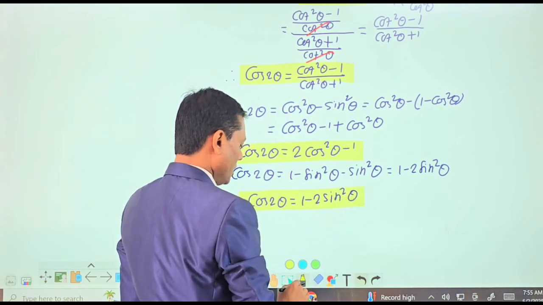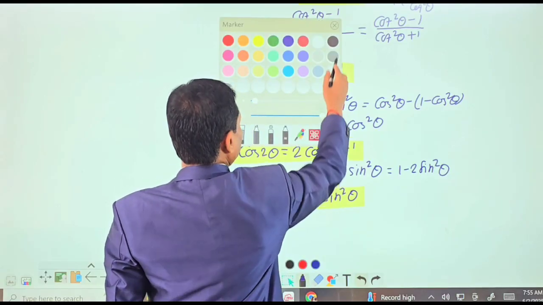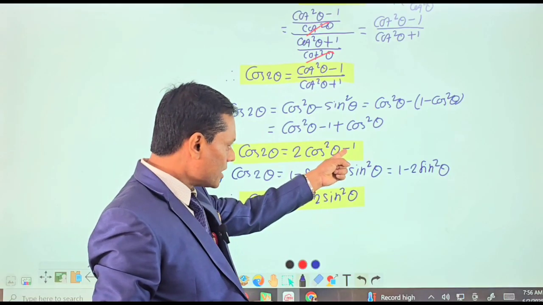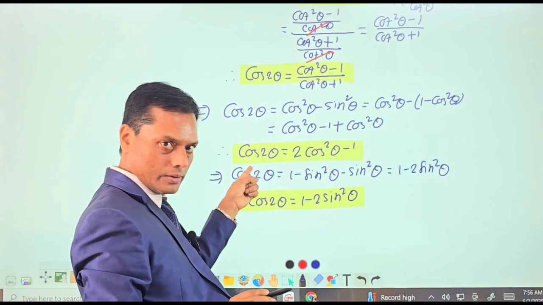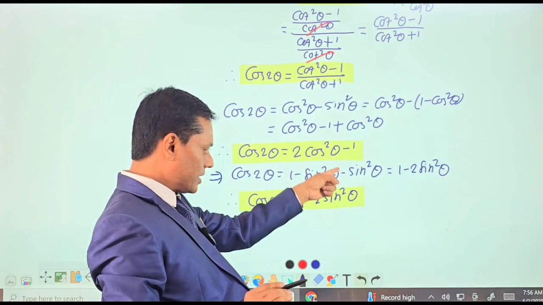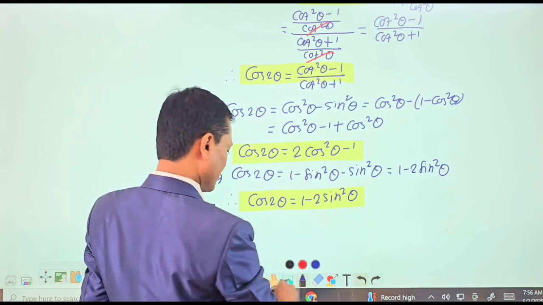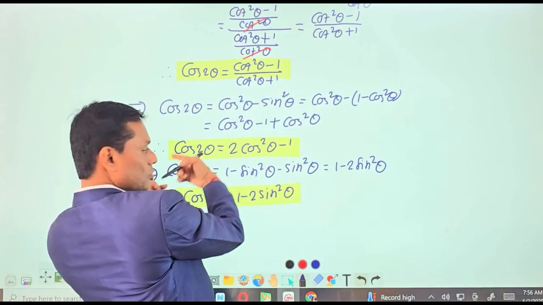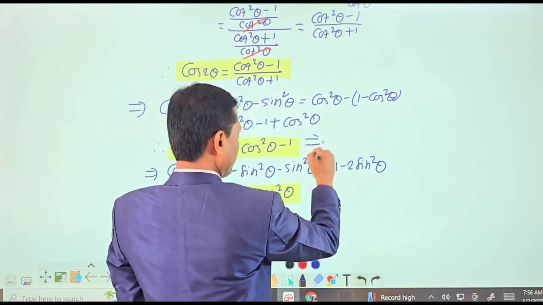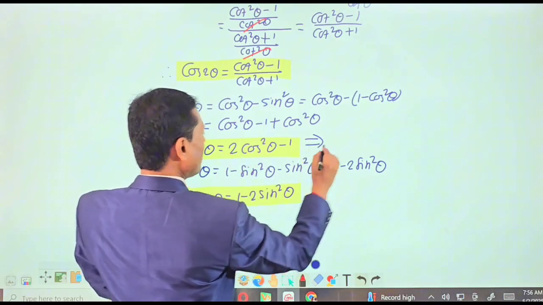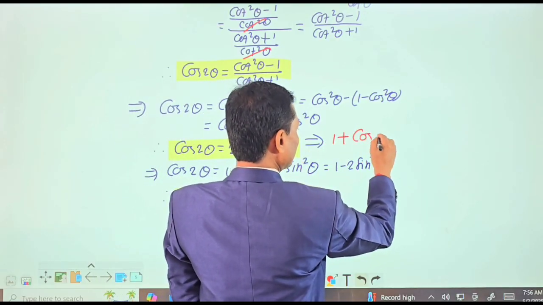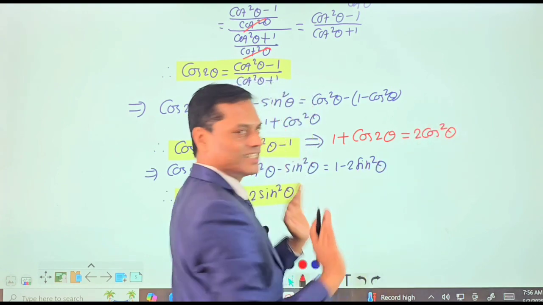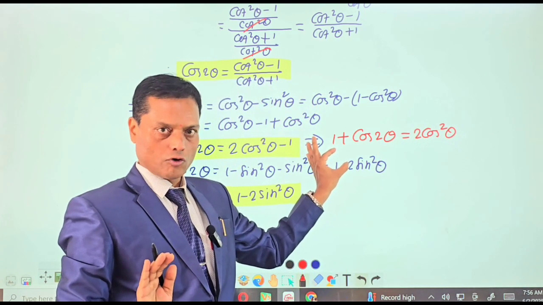Have a look here. Now I'm going to show you one thing. What happens if minus 1 goes to the other side, and here 2 sin square theta is taken to the left hand side? Have a look here. If minus 1 comes to the left hand side, then we have 1 plus cos 2 theta equals 2 cos square theta, isn't it? That's a very important formula.